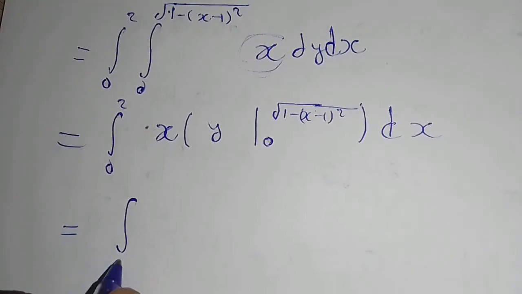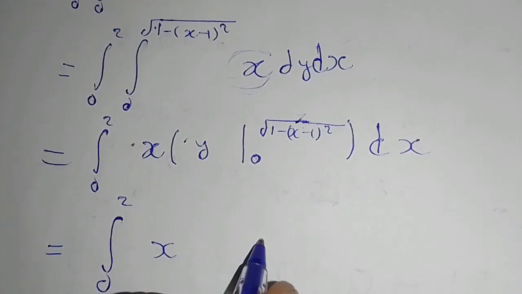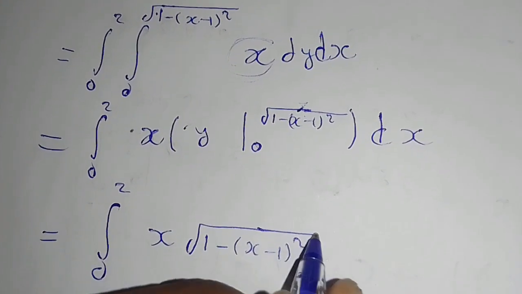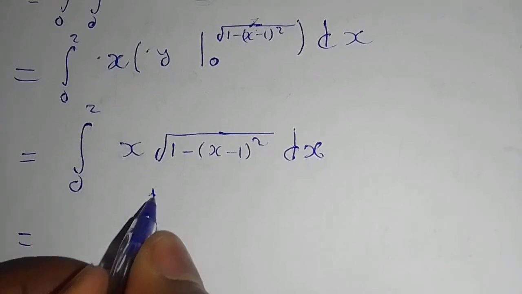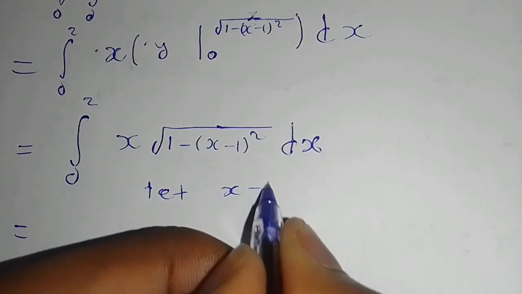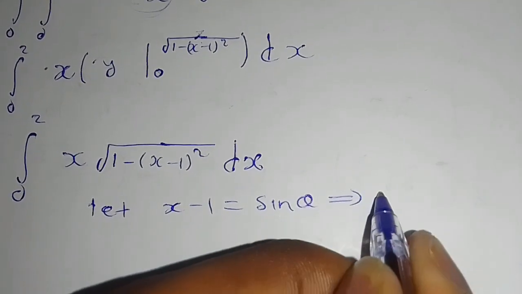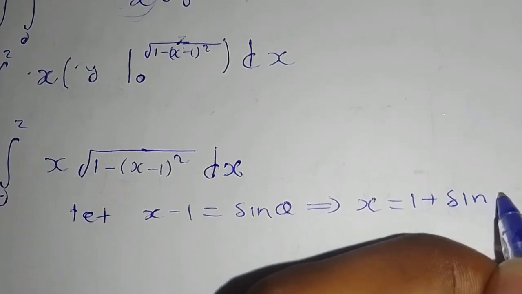So then you end up having the integral from 0 to 2, then you evaluate that integral at y, so you basically end up with something like this: x times the square root of 1 minus (x minus 1) square dx. So from then, it's a trig substitution. Let x minus 1 equal sine theta. So basically what I'm saying is that x is equal to 1 plus sine theta.